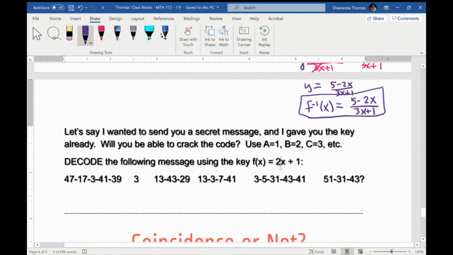So what I want you to do first to figure out this code is find the inverse of this function right here. f of x equals 2x plus 1. I'll give you about 45 seconds to work on it.